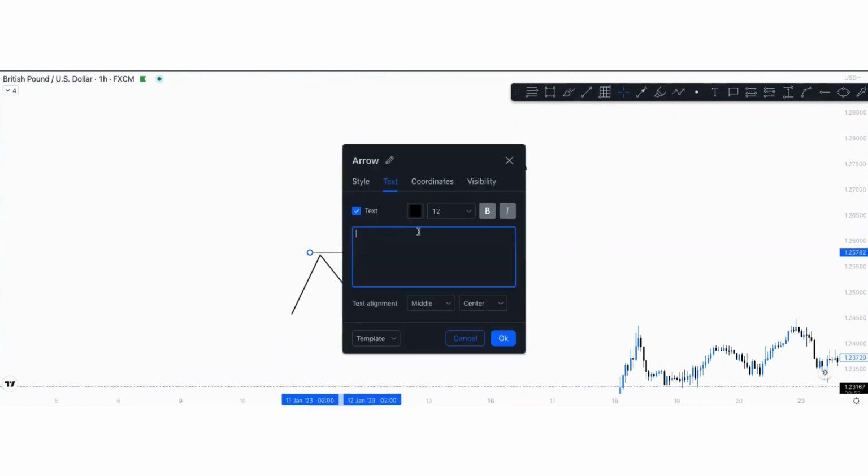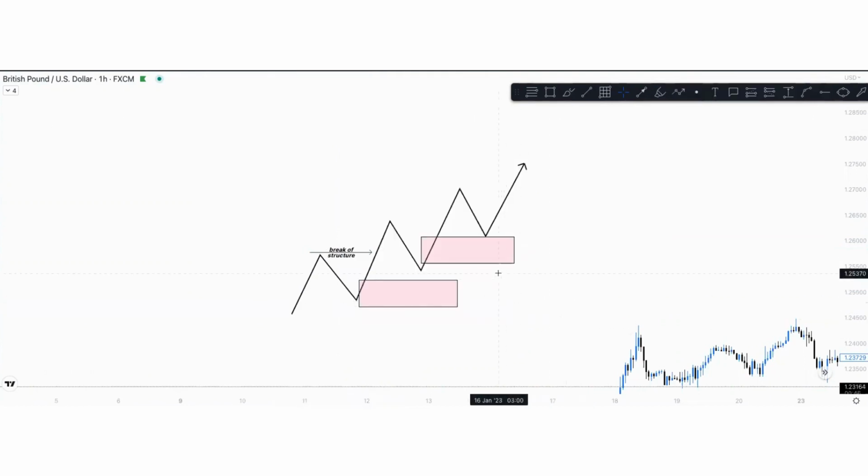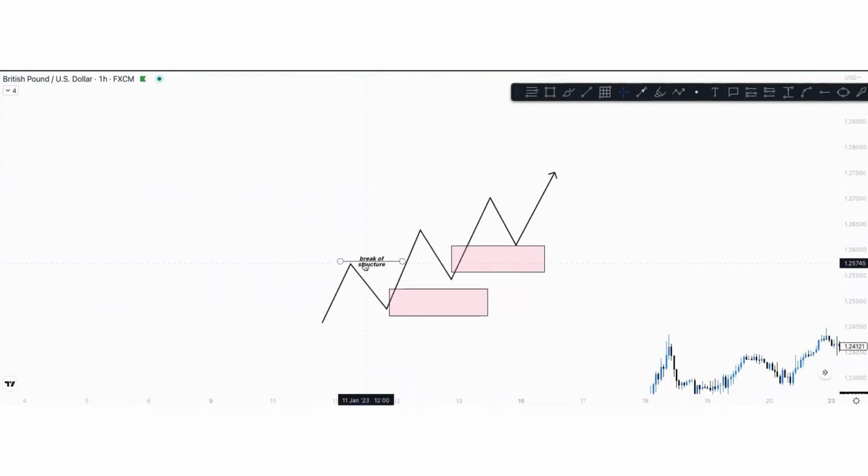So we call this a break of structure. You can see it once the structure has been broken, or this is the high for this, right? This is the high, and then having a pullback, and then price has continued to the upside. So it has a break of structure and then follows with a new high. So this is also known as higher high and higher low.